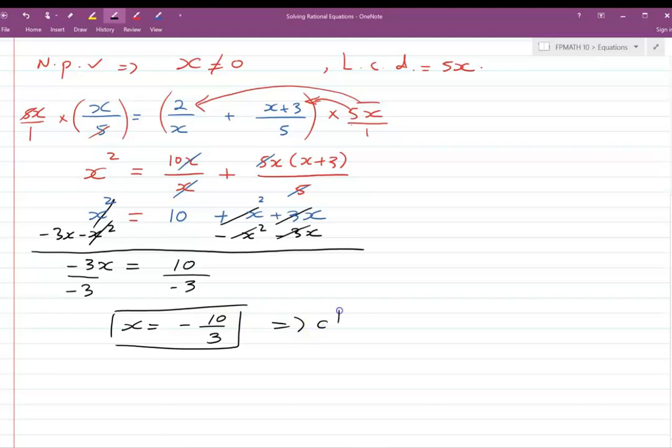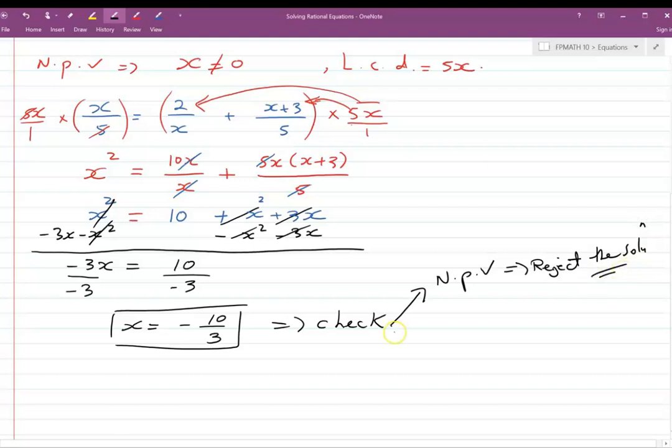Then you must check. The first thing you check it against is the NPV. If it turns out that the value here, minus 10 over 3, is the same value as an NPV, then you cannot accept that value for x. You have to reject it. So you have to reject the solution.